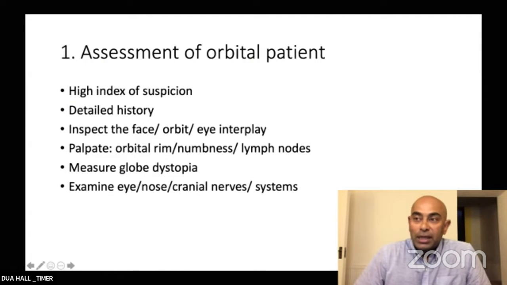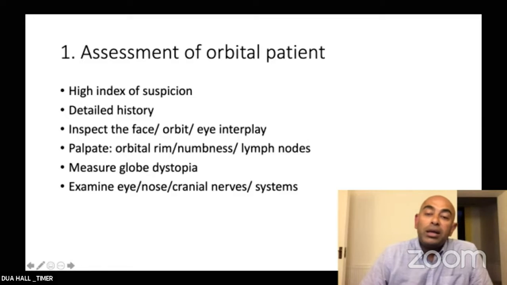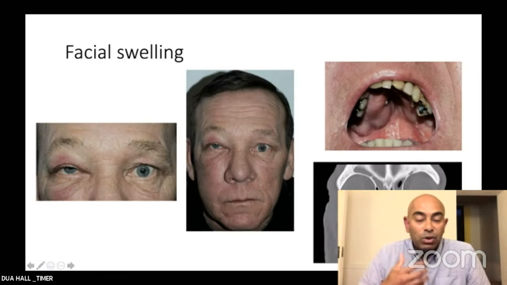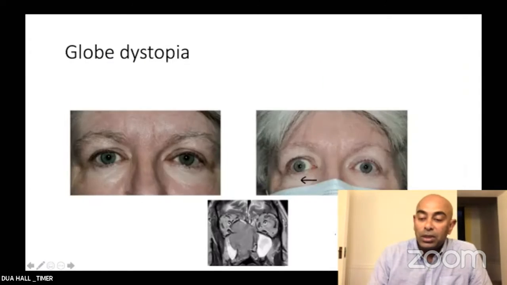I always tell my fellows that you need a high index of suspicion, a really thorough assessment of not just the eye, but looking at the interplay between the eye, face, and the orbit, examining the orbital rim, looking for numbness, cranial nerves, and the whole face will really help you come to a clinical diagnosis about orbital tumors. In example, patient was thought to have periocular cellulitis, but clearly the right side of the face is swollen, right angle is drooped down, and you get him to open his mouth, you see a lesion. This patient actually has a maxillary squamous cell carcinoma.